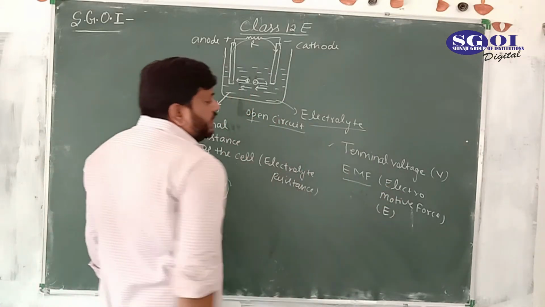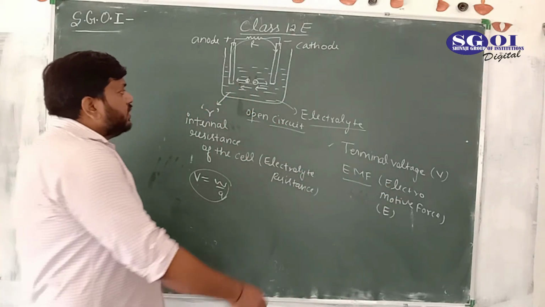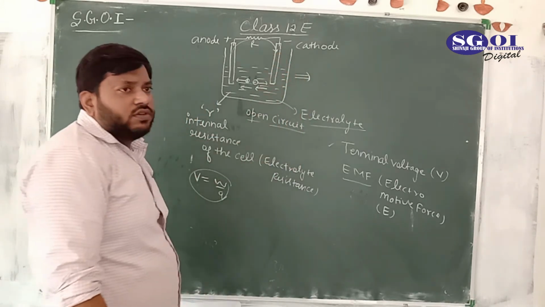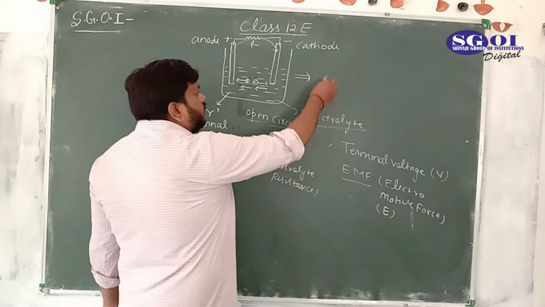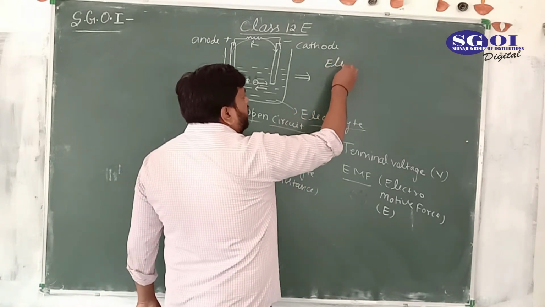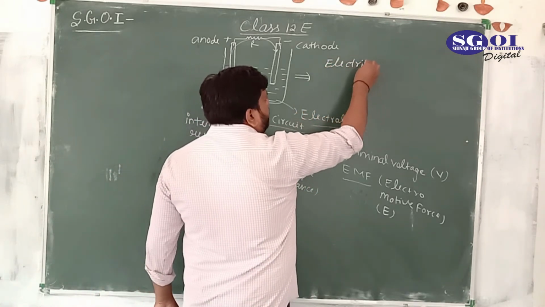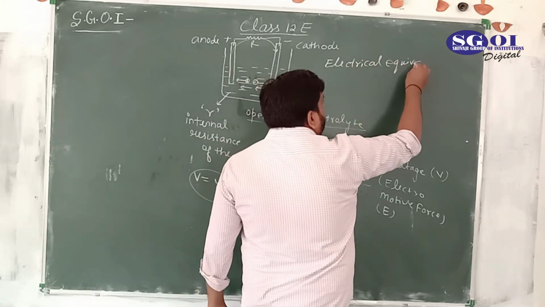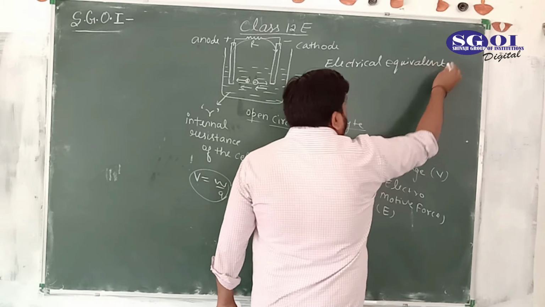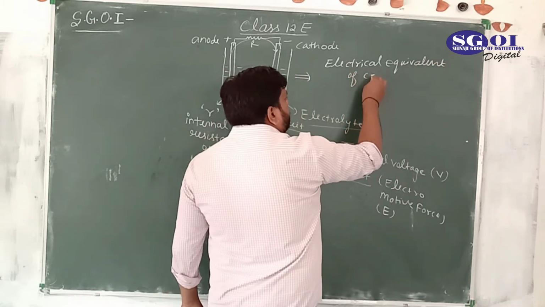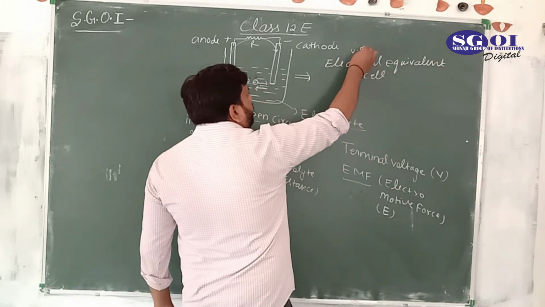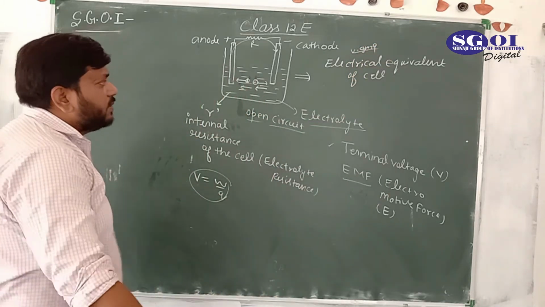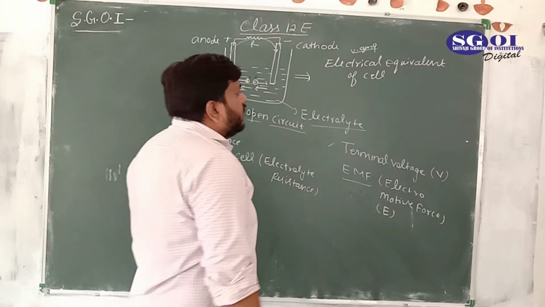Before defining the relation between E and V, this is a physical structure. This is the structure of the cell. Now we are going to concentrate on the electrical equivalent of the cell. Electrical equivalent of the cell. This is very important from the examination point of view.